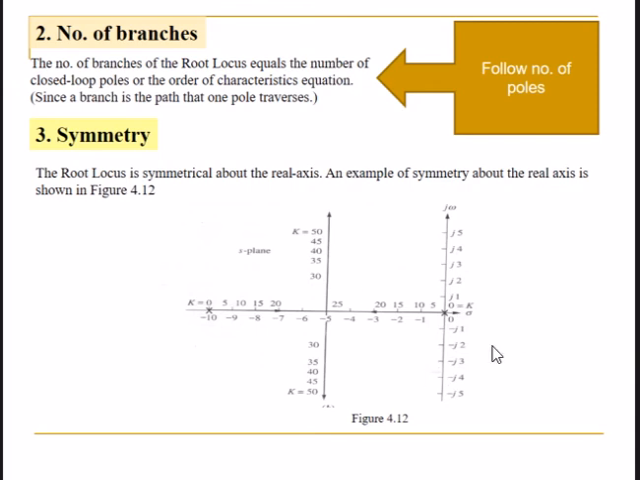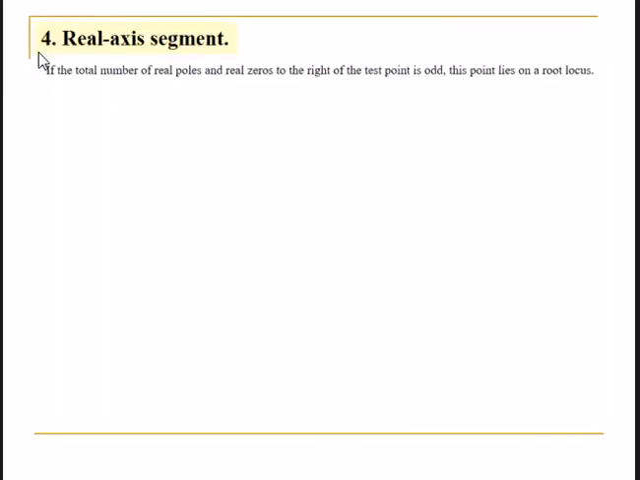Okay, so kat sini ada example lah. Kat sini we have poles at 0 and negative 10. So symmetry dia adalah berada di tengah-tengah lah. So 0 dengan negative 10, symmetry dia adalah pada negative 5. Okay, the next step is real axis segment. Apa itu real axis segment? If the total number of real poles and real zeros to the right of the test point is odd, this point lies on the root locus.